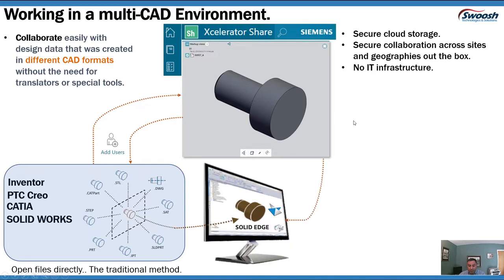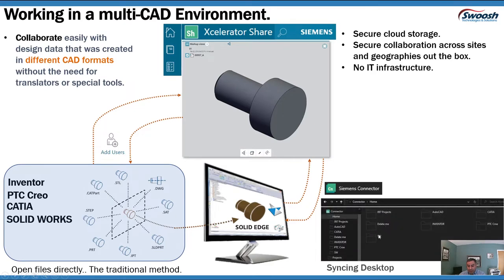Now, once you're in the Solid Edge side, you're able to connect with the Siemens connector. There, what is going to happen is it's going to sync your desktop with the Accelerated Share, or upload them from your Accelerated Share cloud-based graphical user interface. And then that will sync up automatically with your desktop.